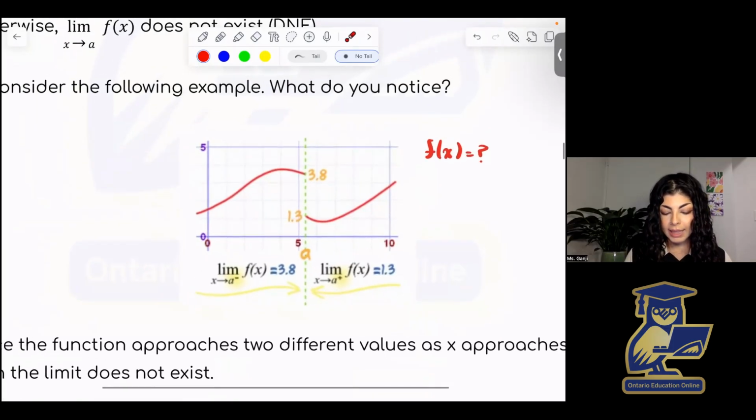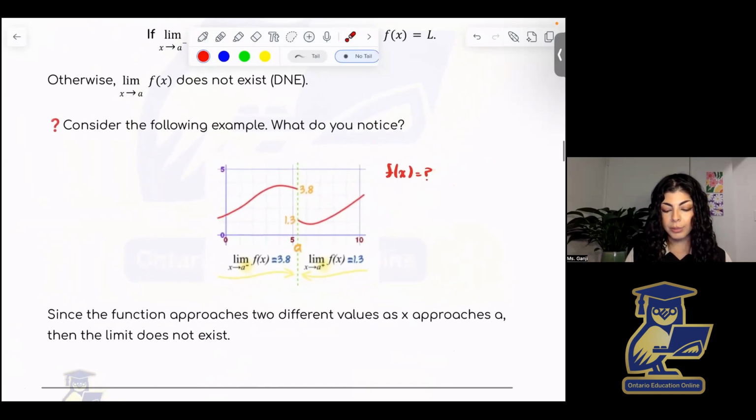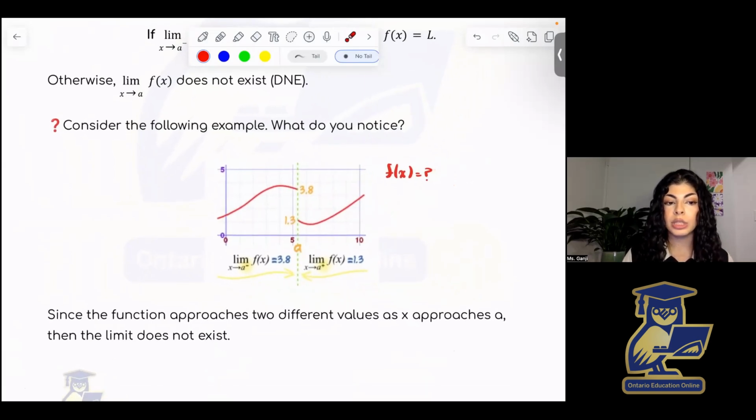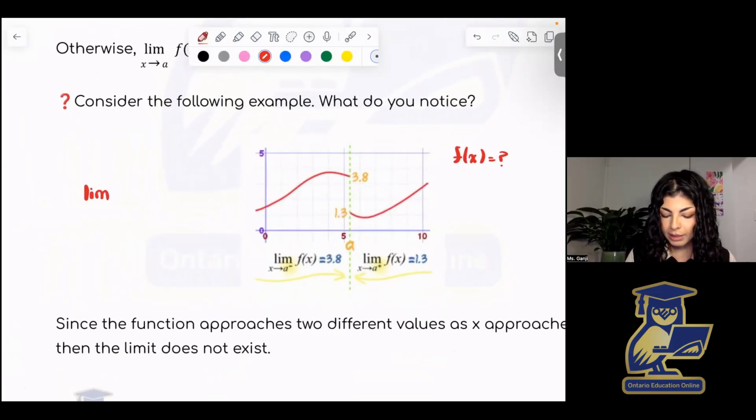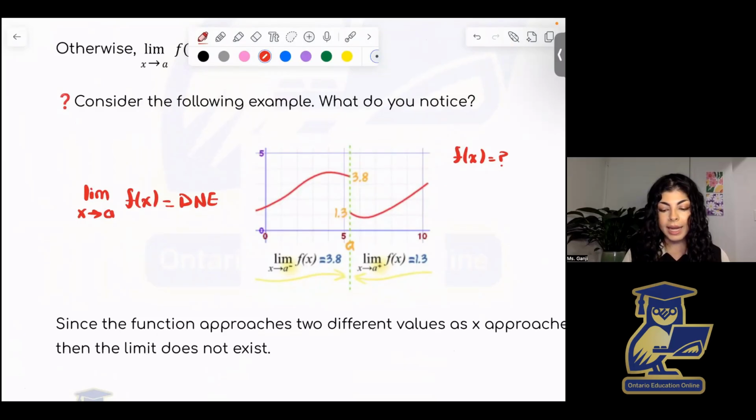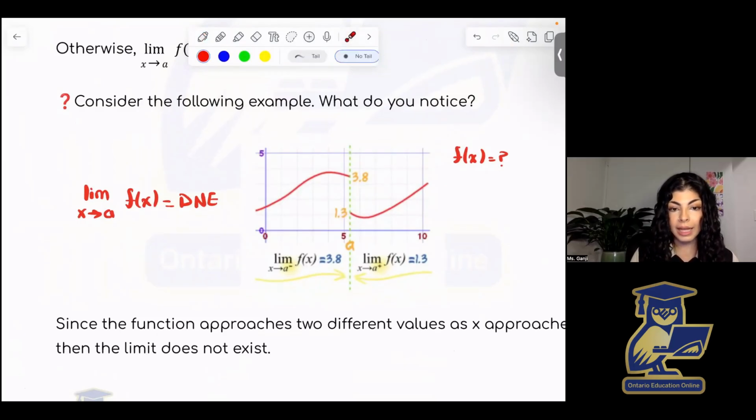So we can say that since the function approaches two different values as x approaches a, the limit does not exist. Or, in other words, we can say the limit of x approaching a of f of x does not exist. So we can have that the left-hand limit and the right-hand limit exist, but because they are not the same, the overall limit does not exist.